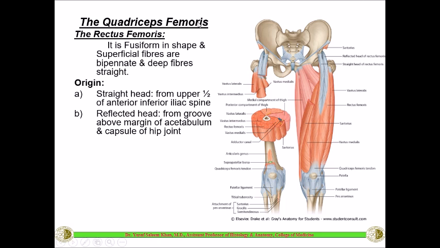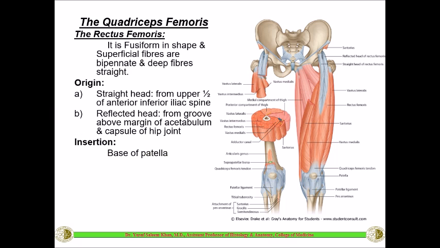And the reflected head takes origin from the groove above the margin of the acetabulum as well as the capsule of the hip joint. So near the acetabulum, just above the margin of the acetabulum, as well as from the capsule of the hip joint, this reflected head of the rectus femoris will take origin. So it has two heads. One head, the straight head, takes origin from the anterior inferior iliac spine, and the reflected head from the groove above the acetabulum as well as the capsule of the hip joint.